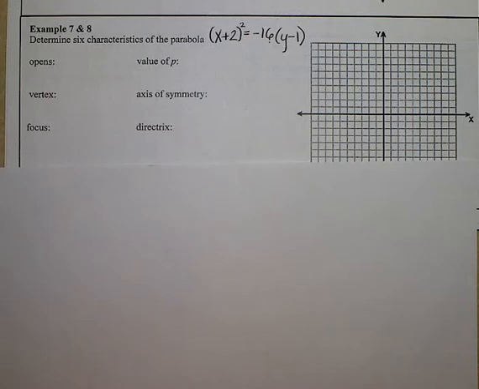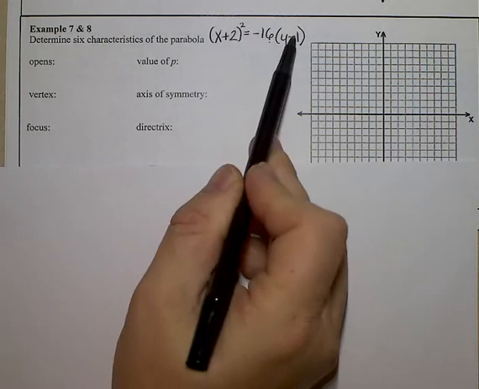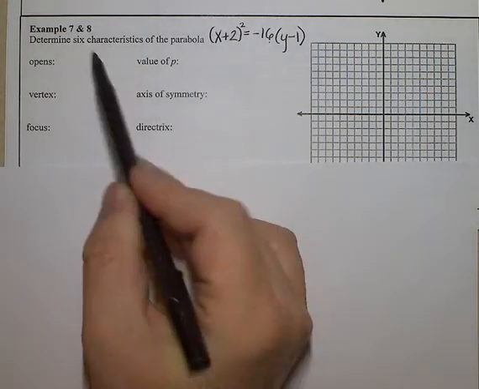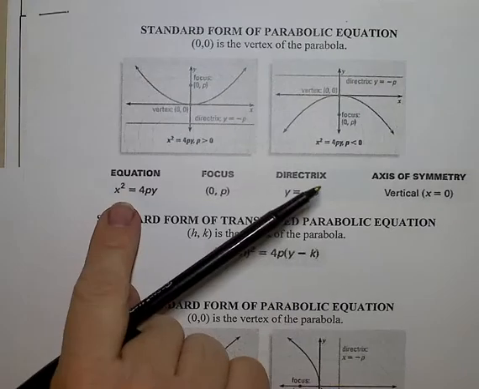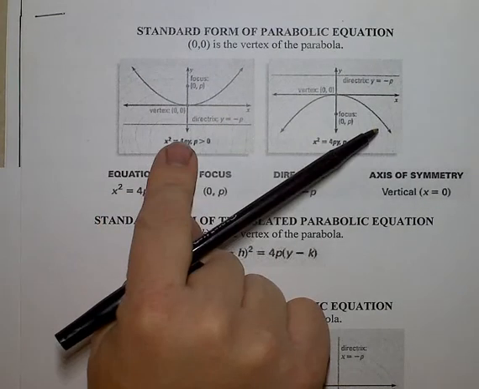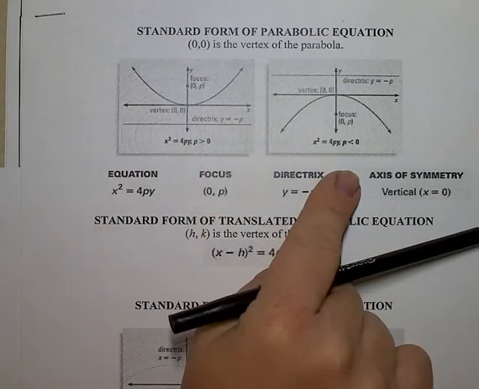Okay, in this problem, we are asked to graph this parabolic equation. So graph this parabola and also determine the 6 characteristics. Well, first of all, I can see it's an x squared problem. So look into your notes and identify the x squared problems. That means this will either open up or it will open down. And you're going to determine whether it opens up or down based on if the p is positive or negative.